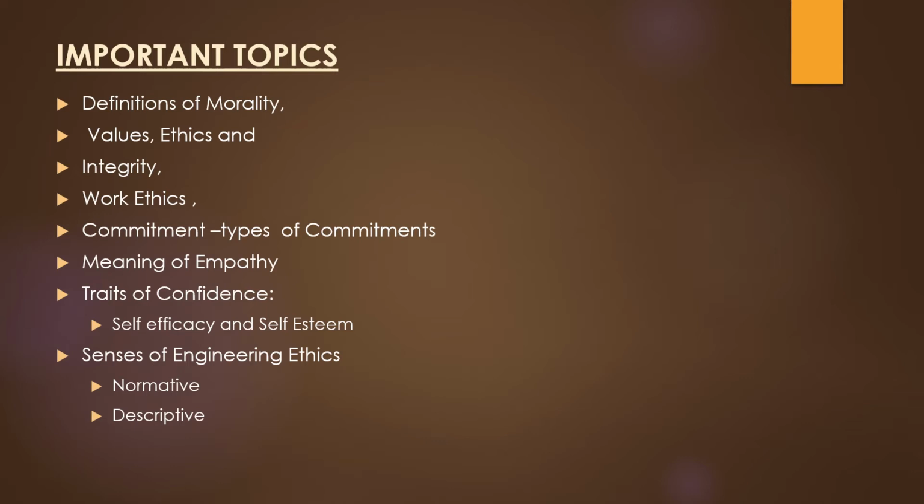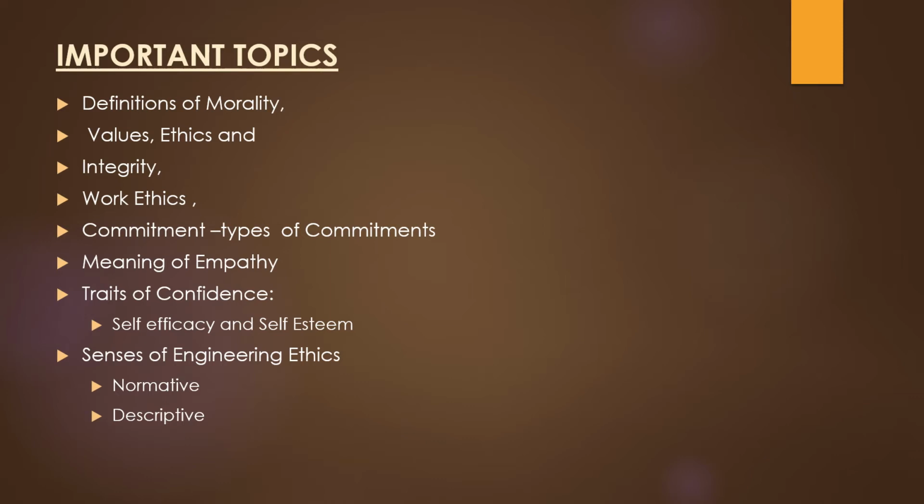Traits of confidence. So the different traits of confidence, how you can be confident: self-efficacy and self-esteem. These are the two terms in confidence. Self-efficacy means being efficient on your own. You can do things on your own. Self-esteem means you have respect for yourself. That is self-esteem, right? So understand those two. When these two terms combine with each other, only then will you find confidence, self-confidence.